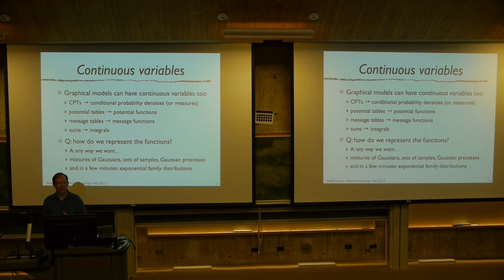Now, there is a fly in the ointment that functions are infinitely large objects, and so it might be kind of a pain to represent them. And yes, in fact, it is. But we can represent them any way we want. So I've seen people do it as mixtures of Gaussians. I've seen people do it approximately by representing them as sets of samples. You could have a Gaussian process that represented your message. And when we get to exponential families, you can use exponential family distributions.